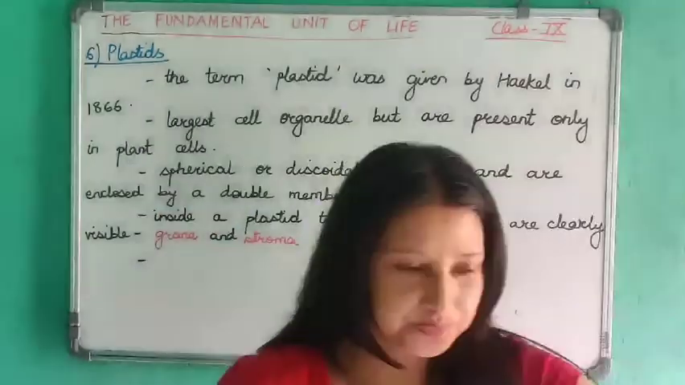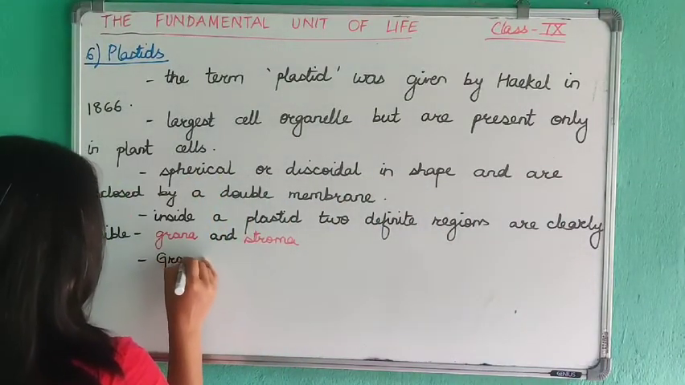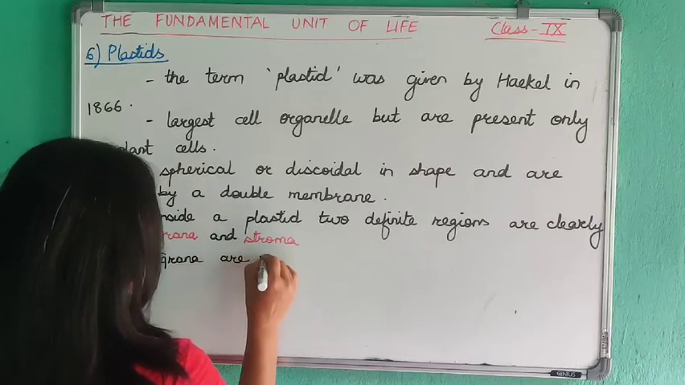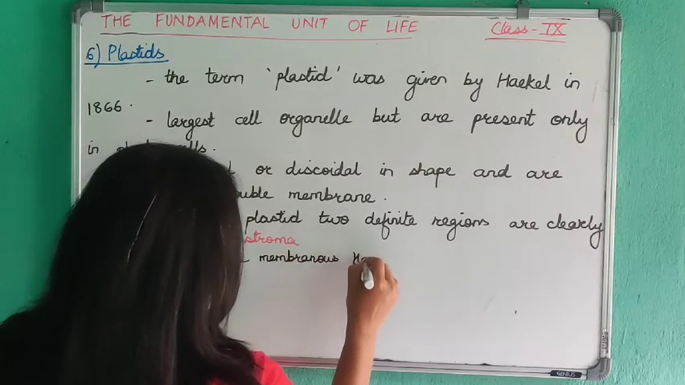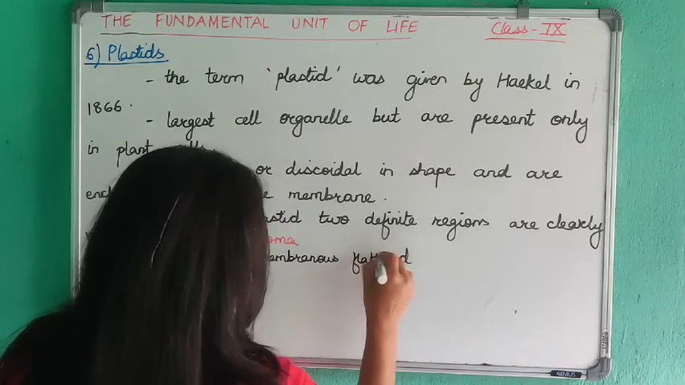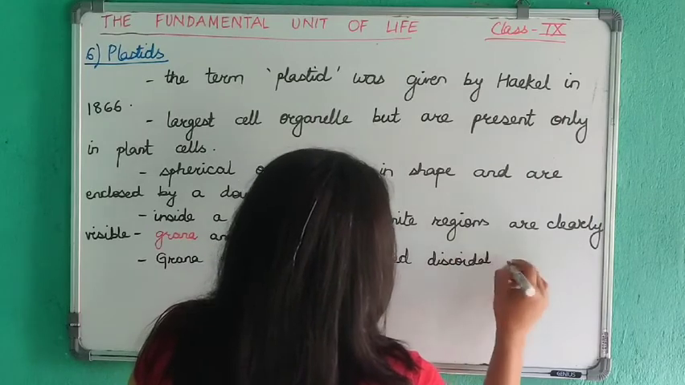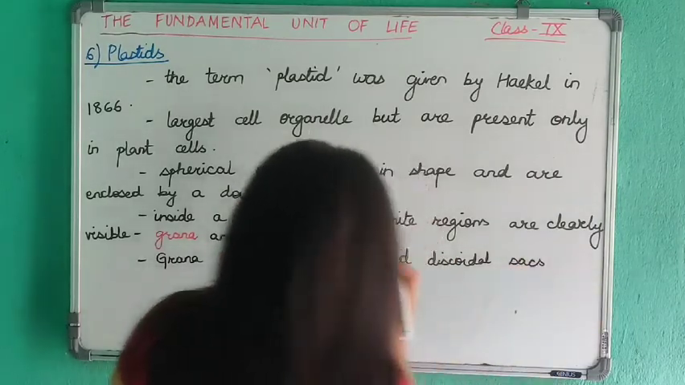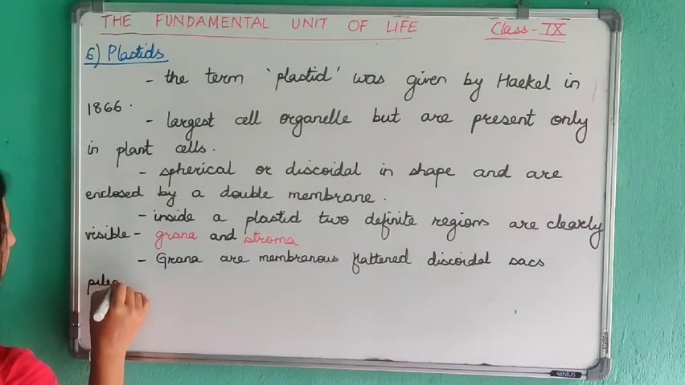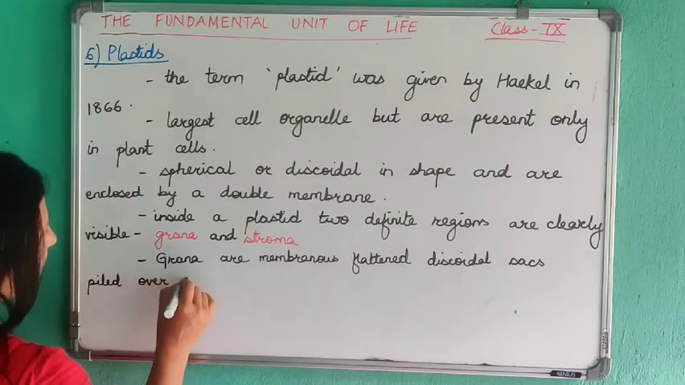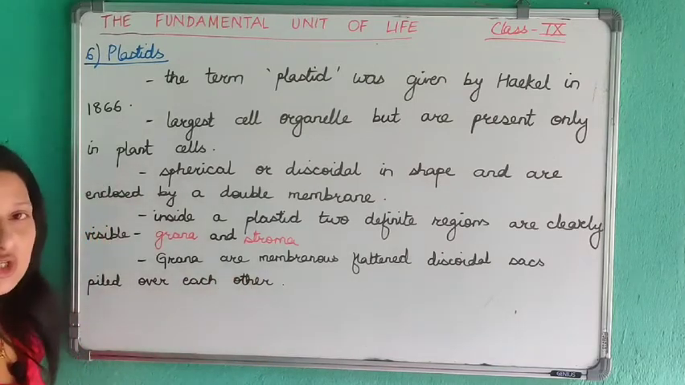Okay, now what are grana? Grana are membranous, flattened, discoidal sacs. Okay, these are membranous, flattened, discoidal sacs piled over each other. तपाईले देख्नु भयो होला grana चाहिँ थाक लागेको हुन्छ. These are piled over each other.